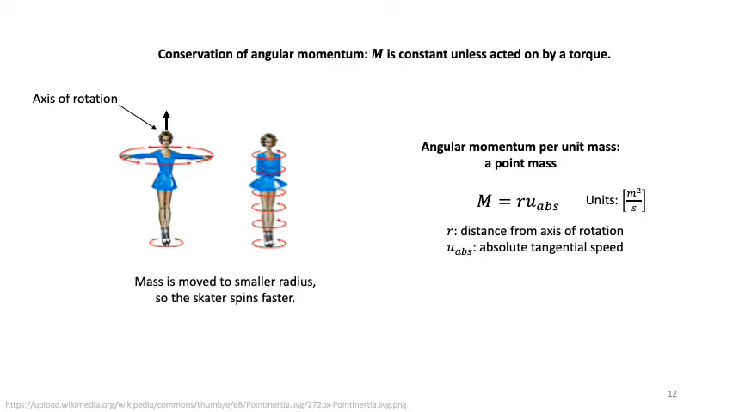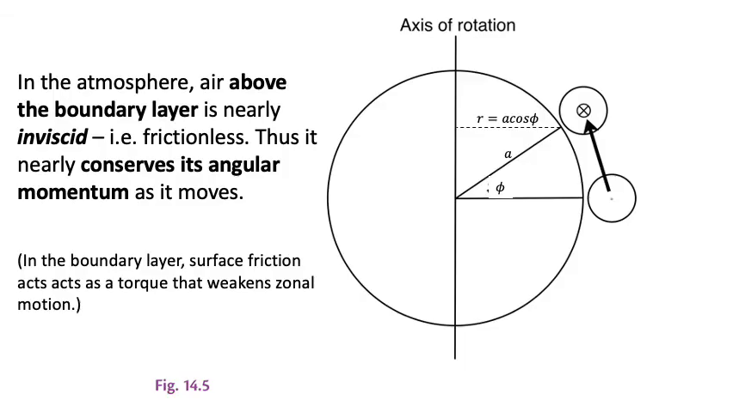And so this is something we can also think of analogously. The mass is moved to smaller radius, so the skater spins faster. This is very analogous on Earth. You can think about an air parcel moving from one latitude to another, meaning that they're going to move towards the axis of rotation. In particular for air above the boundary layer, in the free troposphere, it's nearly inviscid, which is to say nearly frictionless flow. And so that just means that it nearly conserves its angular momentum as it moves. Whereas in the boundary layer, surface friction acts as a torque that weakens the zonal motion in either direction, actually, which we'll come back to.